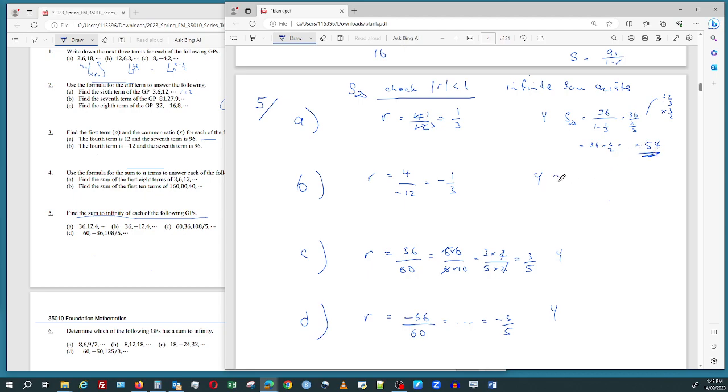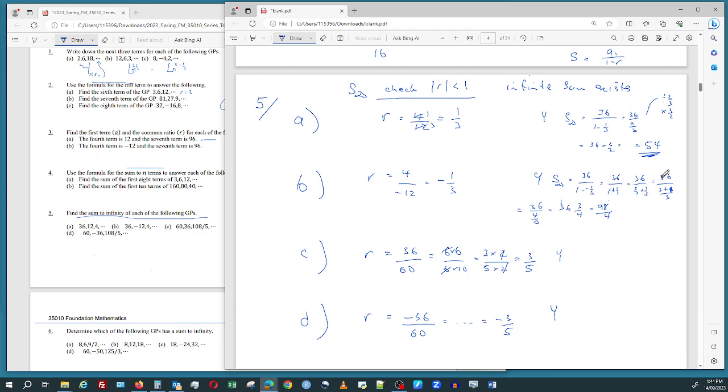Alright, for this one here, our infinite sum is going to be the first term, which was again 36, divided by 1 minus minus 1/3, which is 36 over 1 plus a third, which is 36 over 3 over 3 plus a third. 3 plus 1, 36 over 4/3, which is equal to 36 times 3 over 4. So 3 6s are 18, 3 1s are 3, 98 on 4.